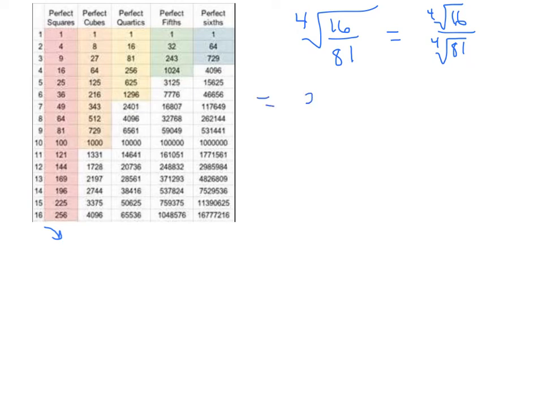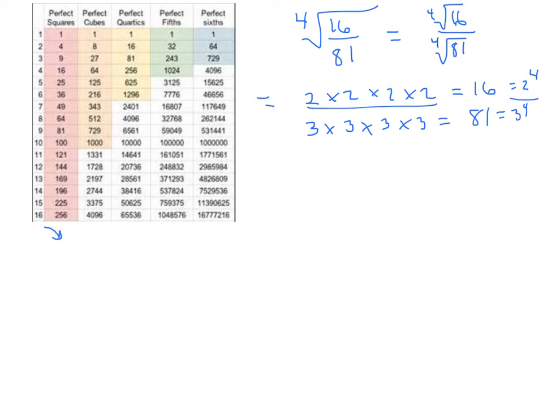So we know that 2 times 2 times 2 times 2 equals 16. And that's the same thing as saying 2 to the fourth. And we know that 3 times 3 times 3 times 3 equals 81. That's the same thing as saying 3 to the fourth. So we know that the one real fourth root of 16 over 81 is 2/3.